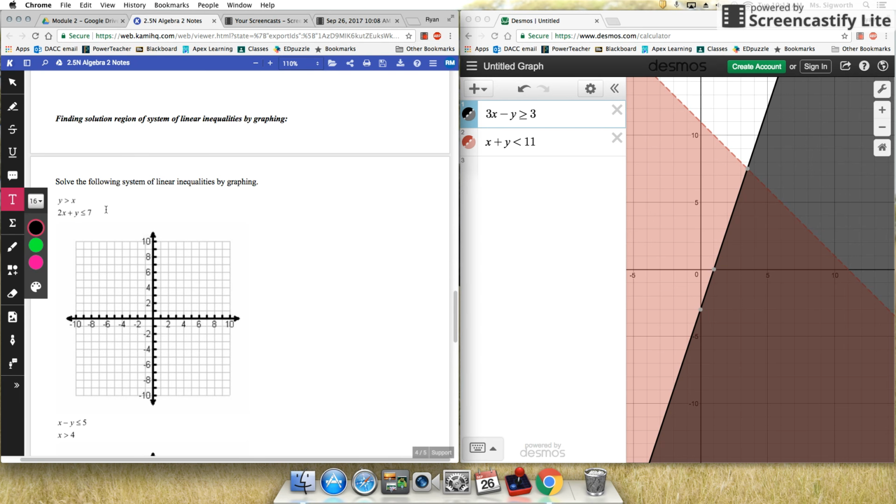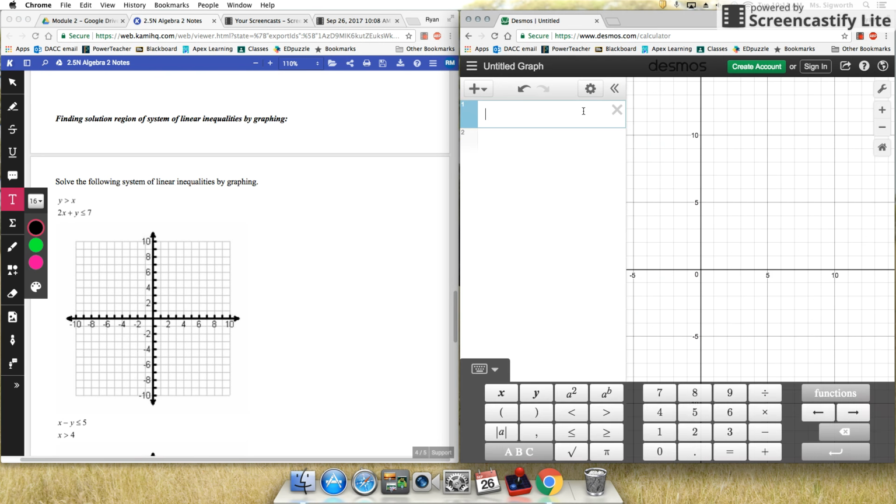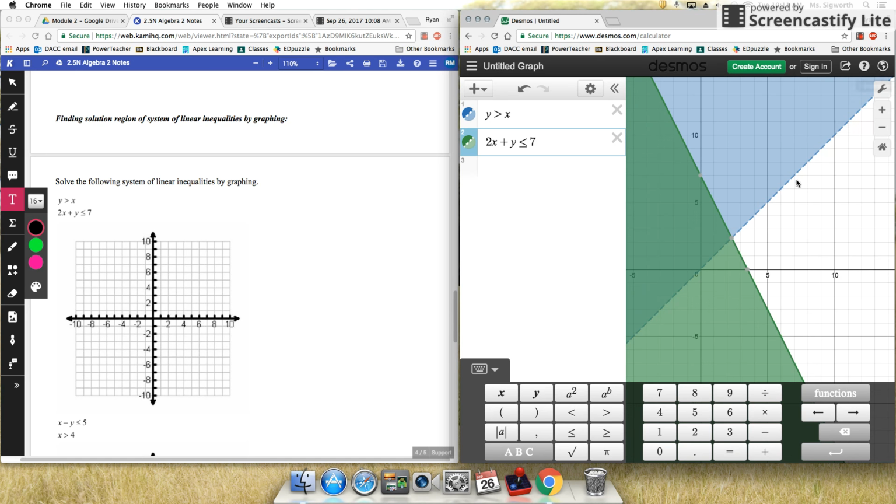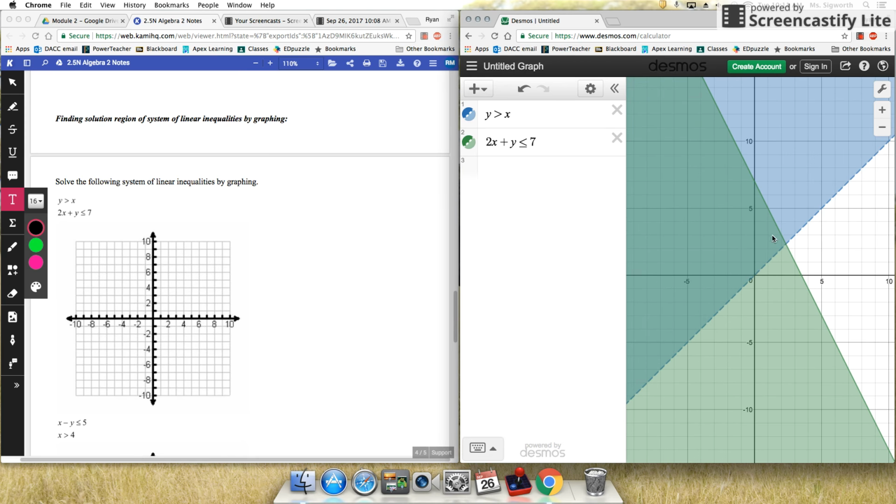If I look at the next example, it says solve the following system of linear inequalities by graphing. So again, I'm going to rely on using Desmos to graph these. Here's my first region. Here's my second region. We only need the intersection of the two. So Desmos doesn't cut out these other two regions, but we need to focus on this teal colored intersection. That's where all our solutions are.